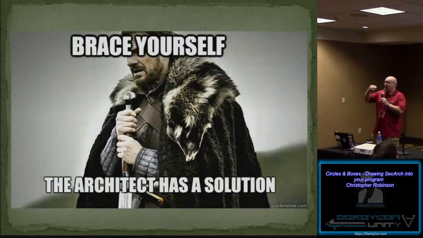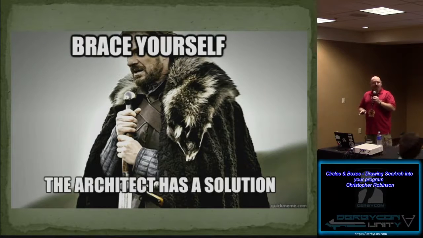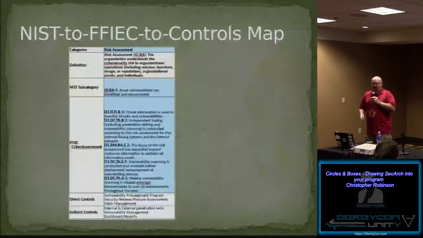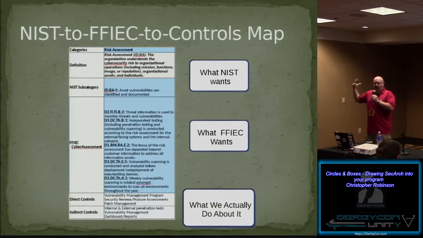So it's our responsibility. Our organizations are given this guidance. We operate in this framework, and our organization's given this guidance. We have to pass this exam. And compliance isn't necessarily security, but if you do it right, they certainly help each other out. So what an architect can do is you can take this general guidance. We must do these types of things. So NIST wants this thing. FFIEC wants this type of stuff.